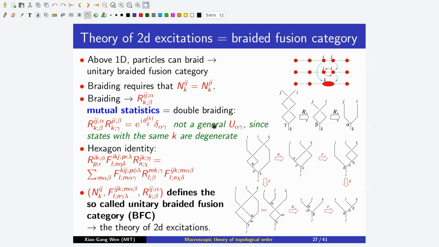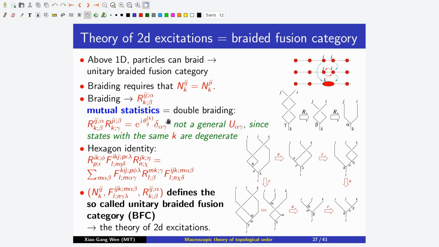We can braid these particles, but the most important thing is to describe this kind of braiding, called a double braiding, just this formula. What this formula is about is the following: you have particle i and particle j. When you move particle j around particle i by 2 pi, you get a phase factor. This phase factor is a mutual statistics. But if particles i and j are non-abelian, then this braiding is very complicated. It's a unitary matrix acting on degenerate ground states. So it's a mess. But actually, it's not a mess. It's very simple.